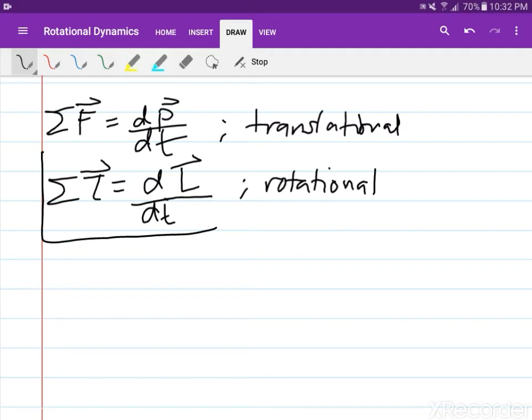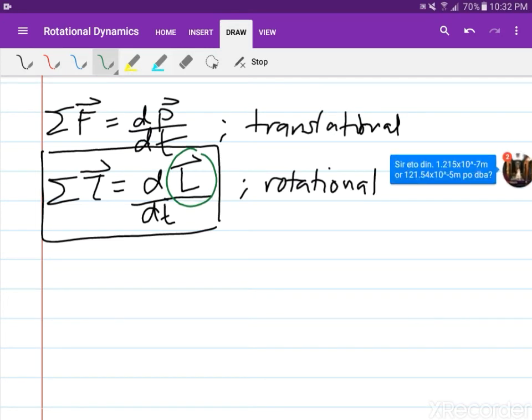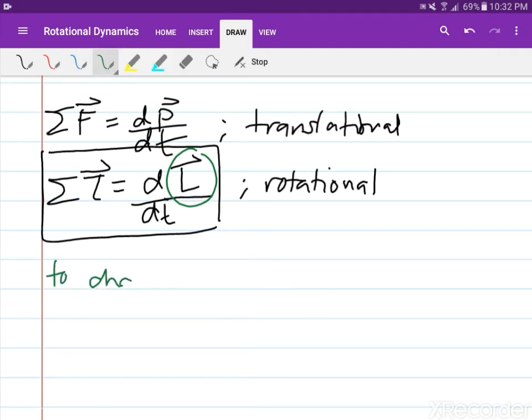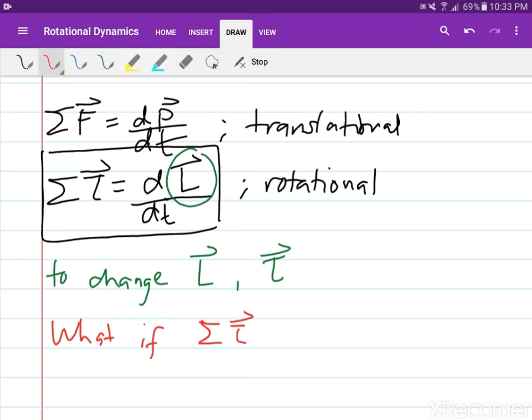So in other words, to change the angular momentum of an object, we should have a net torque. So now what if the net torque acting on an object is 0? So what happens to our angular momentum?